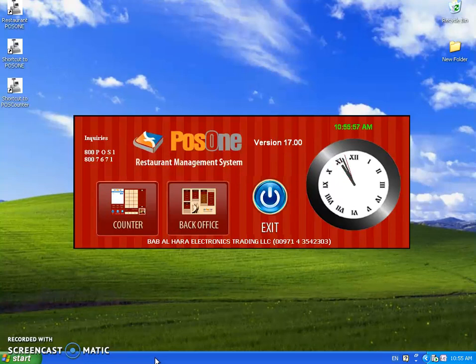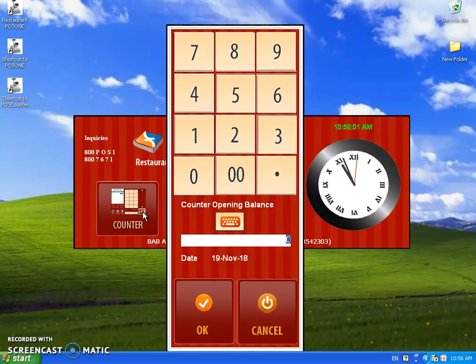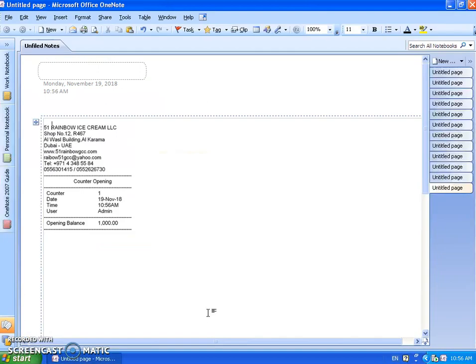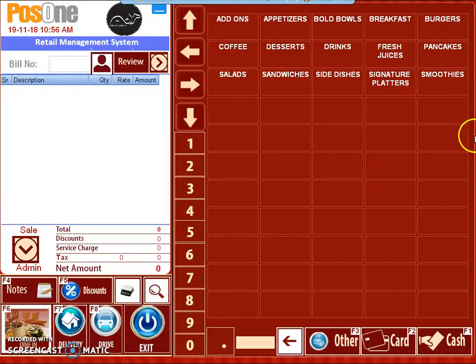So, starting the system as a counter user, they can log into the system with their user ID and password. The system asks what the float amount in the cash drawer is. Suppose they start with their floating amount. They can start it, and once the system is started, all your groups are shown on one screen.